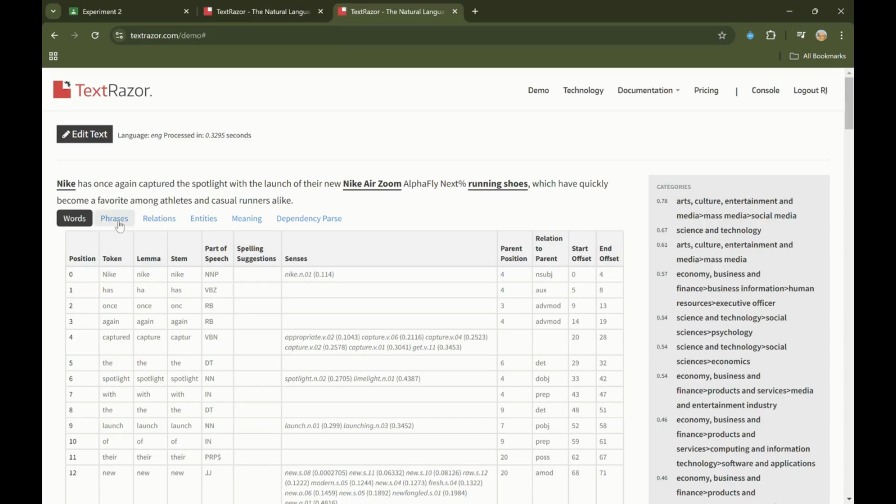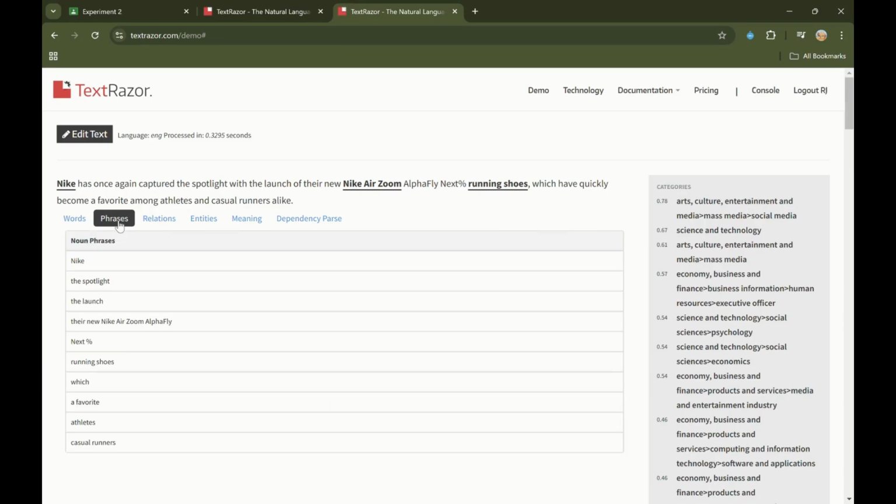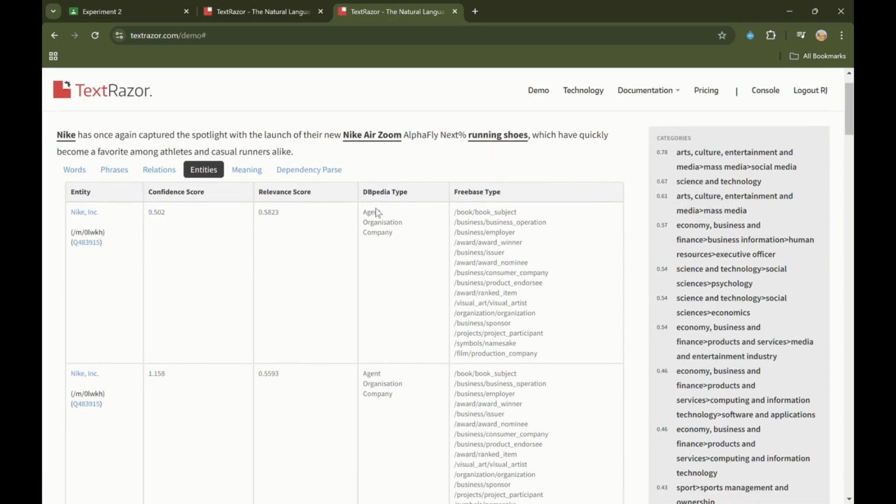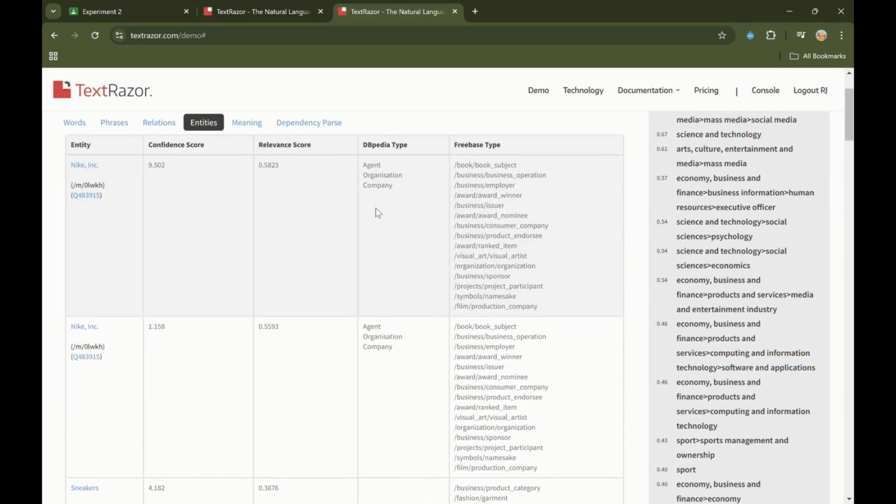Moving ahead to the entities part. As mentioned earlier, it allots entities. So for Nike Inc., it gives the confidence score and the relevance score. The relevance score is basically how relevant this entity is to the entire paragraph. And as mentioned before, it is a paragraph about the new shoes that Nike has launched. Thus, it gives a certain value to the relevance of it. Secondly, it categorizes it as an agent or an organization or a company.